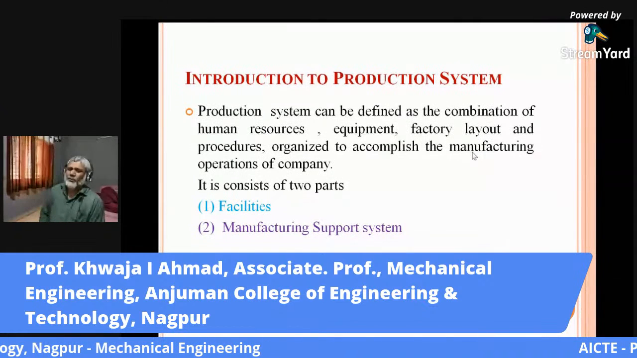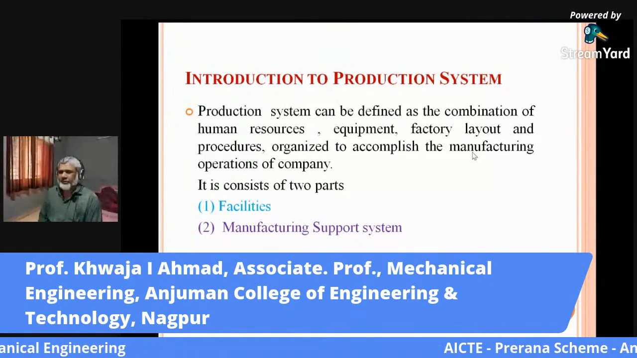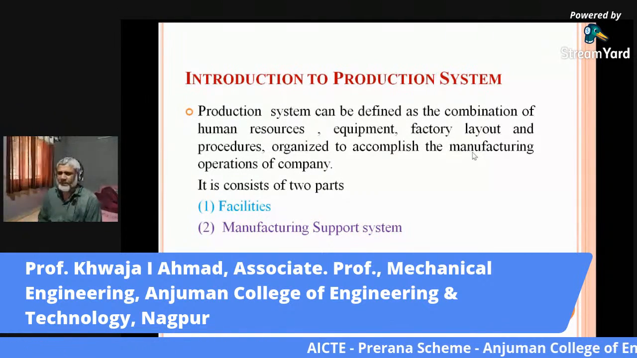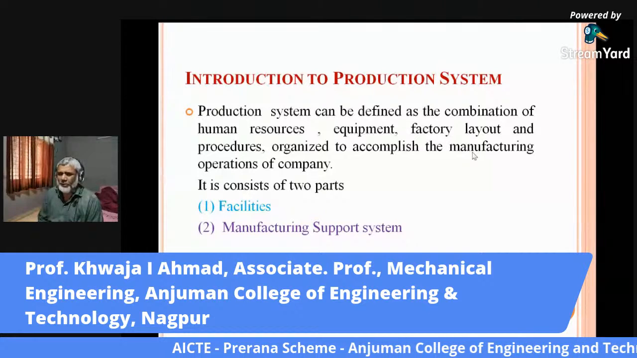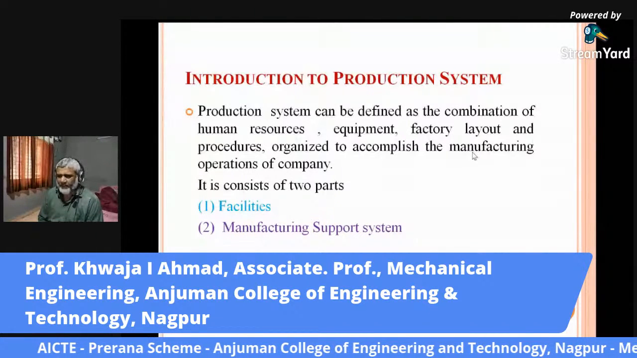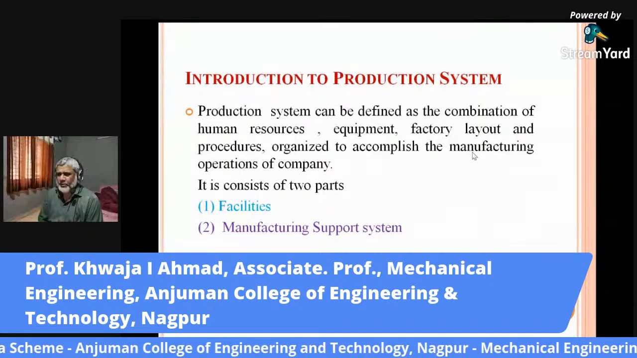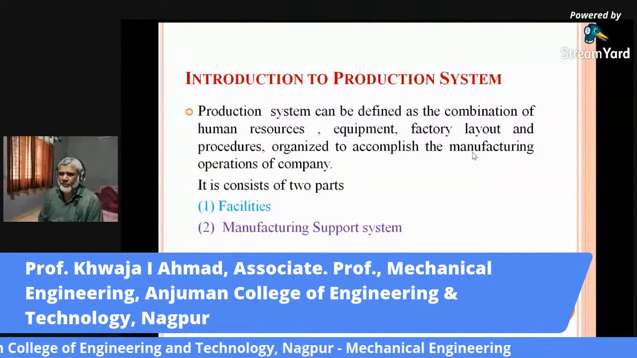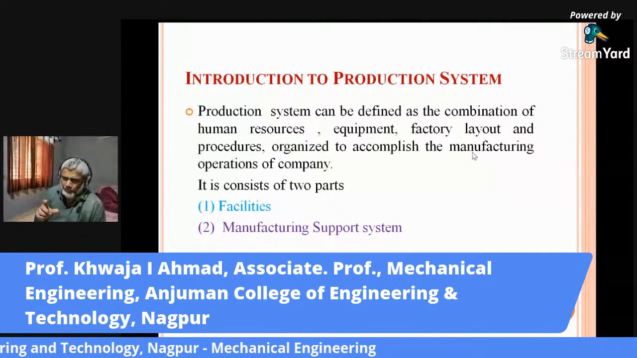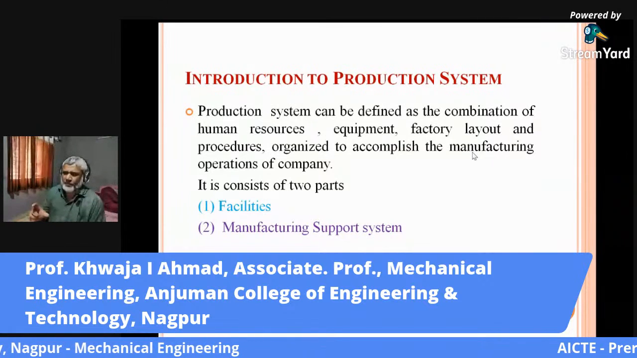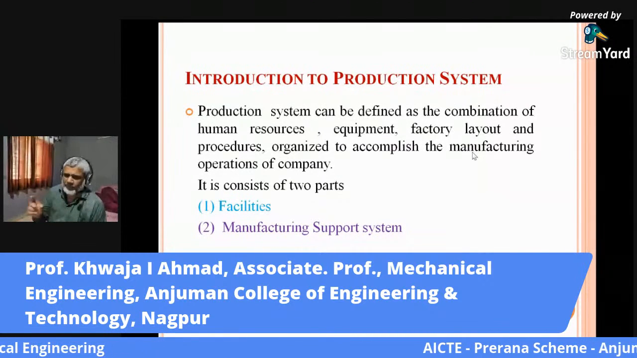Now we come to another point. What is a production system? A production system can be defined as the combination of human resources, equipment, factory layout, and procedures organized to accomplish the manufacturing operation of the company. So production planning will be there when there is a production system.